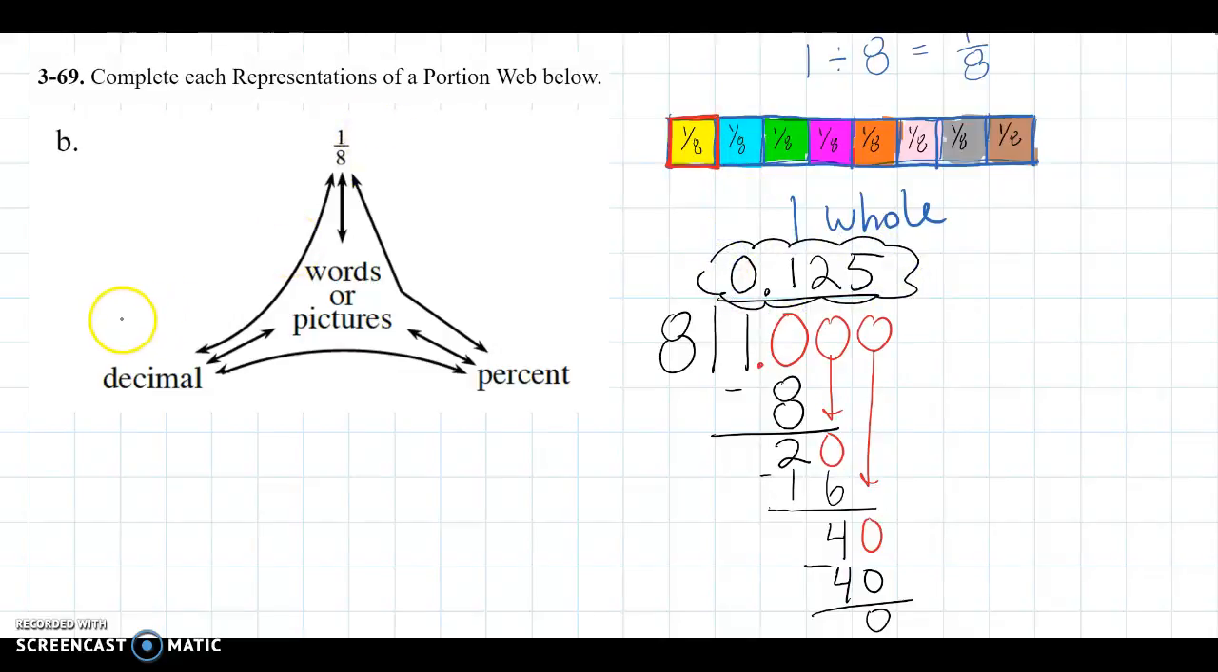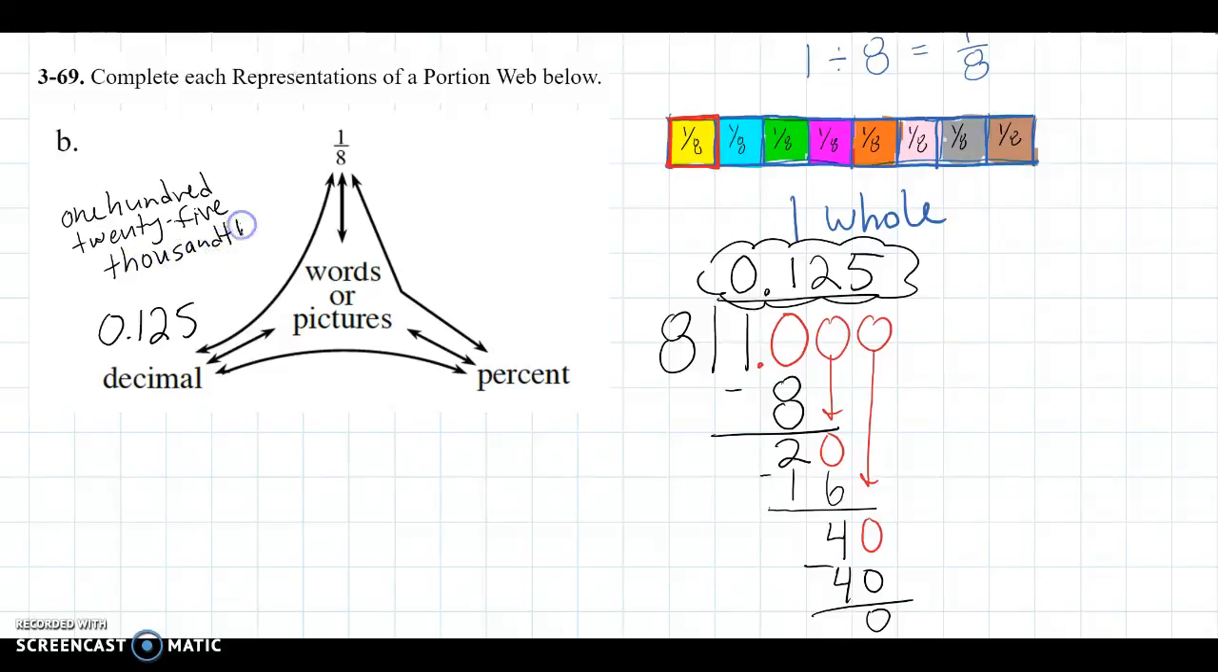1/8 is equivalent to 125 thousandths. That is what 1/8 is equivalent to.